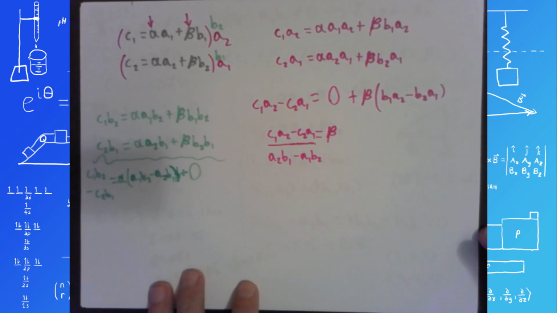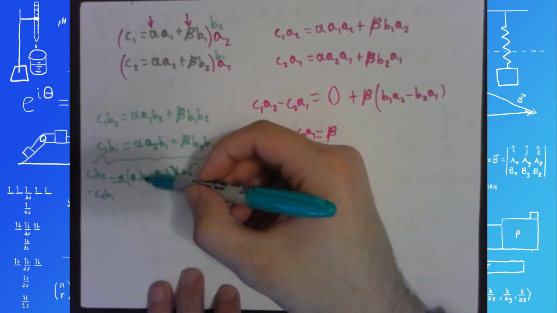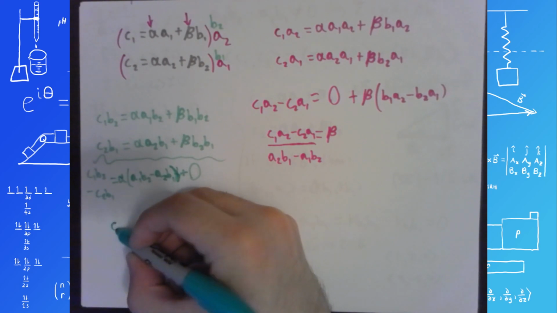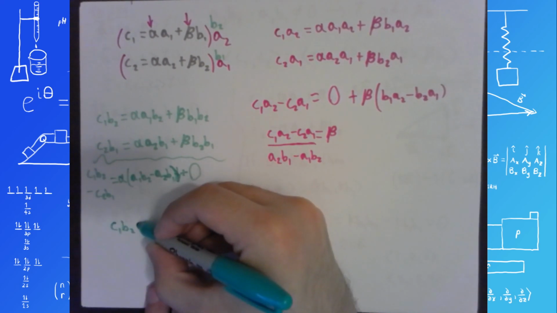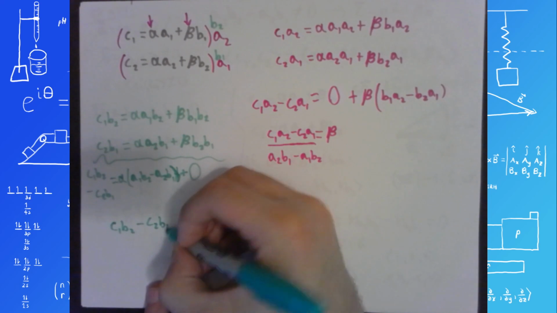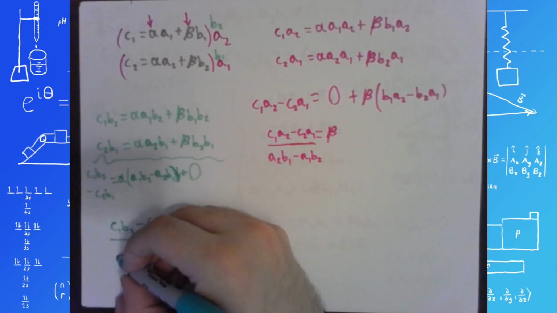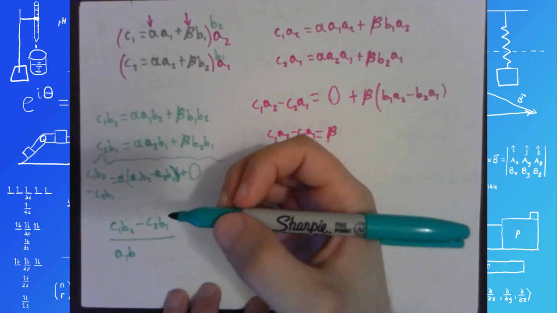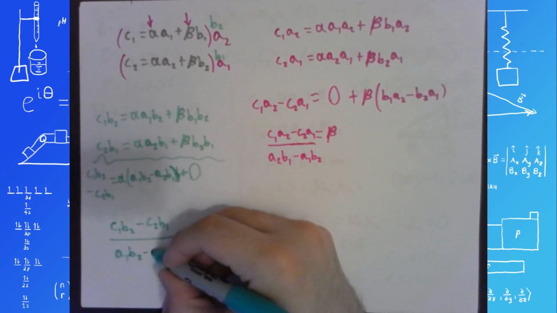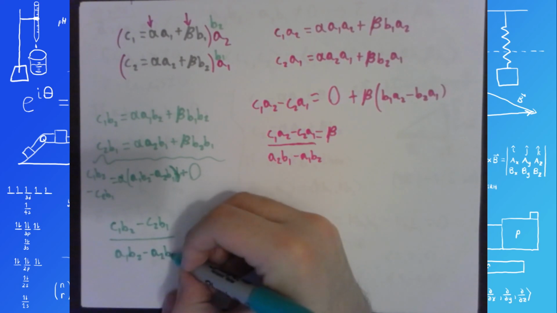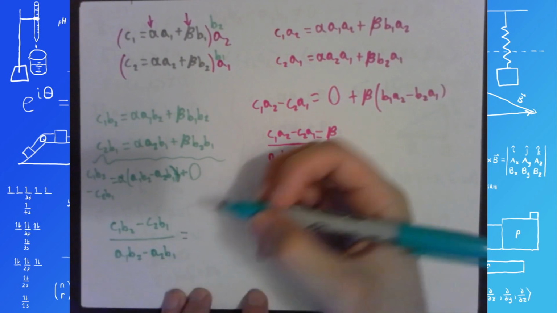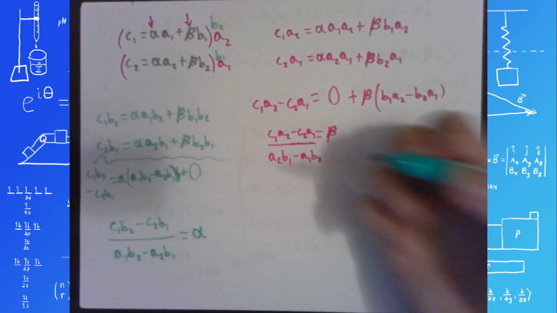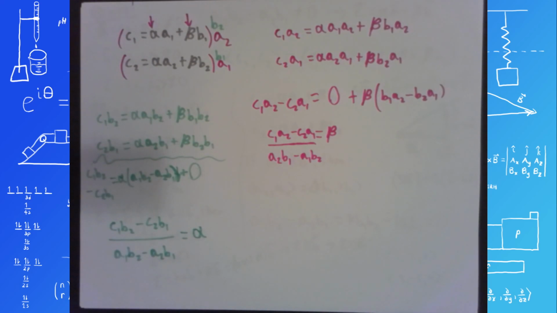Okay, and if I just divide by a1b2 minus a2b1, then I'm left with c1b2 minus c2b1 over a1b2 minus a2b1 equals the alpha. And there we go.